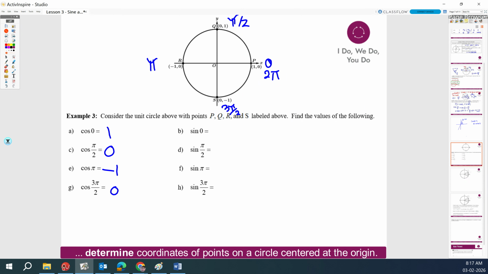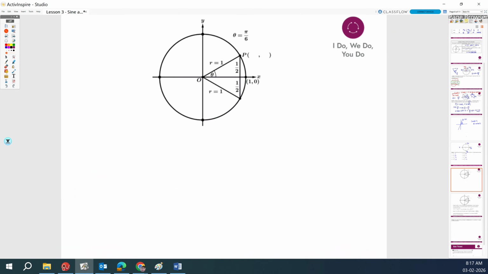Sine value, is it the y value or the x value? The y value. So here it's 0. Up there it's 1. Here it's 0 again. And here it's -1. These values you can pull up very quickly from just thinking about the unit circle. Alright, I'm going to do this one. What we're looking at here is we wish to find the coordinates of point P.